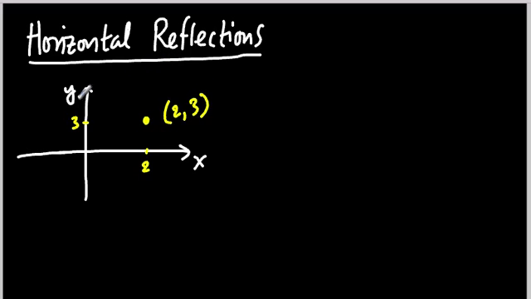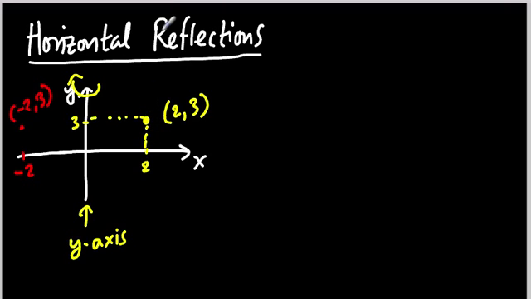And if I reflect it horizontally, which means that I'm going to reflect it across this axis, and this axis is known, obviously, as the y-axis. So if I reflect this point across this way, my new point will be at -2, but the output remains at 3. So while the old point had an input of 2 and an output of 3, the new point has an input of -2 and an output of 3.